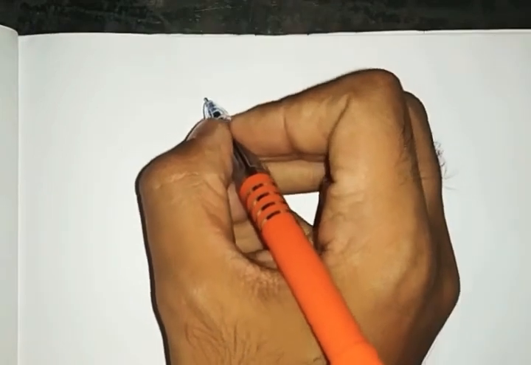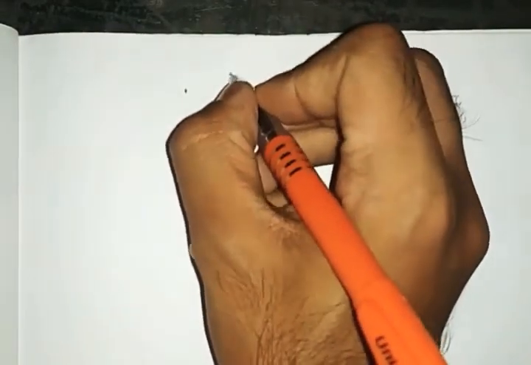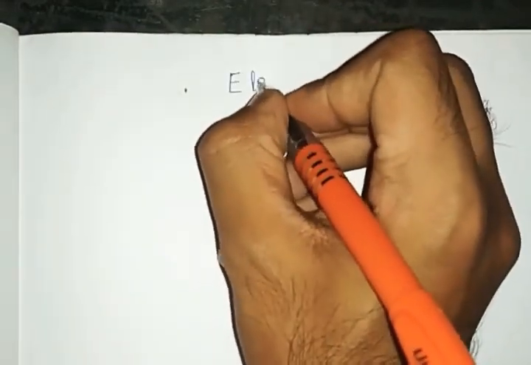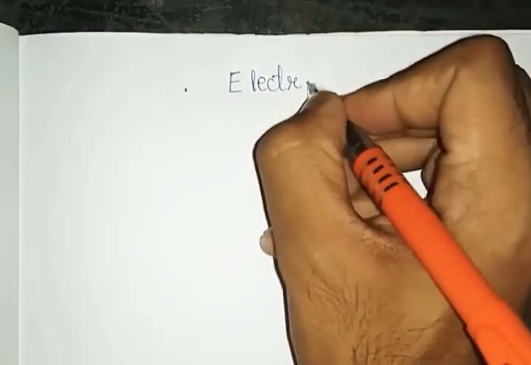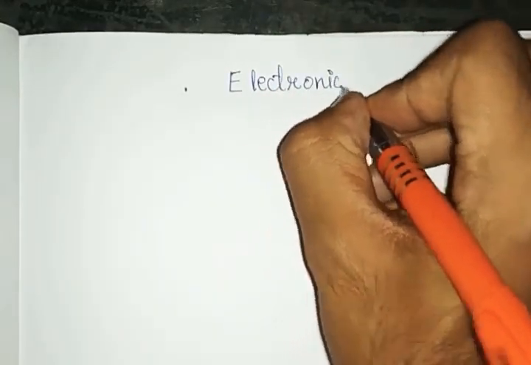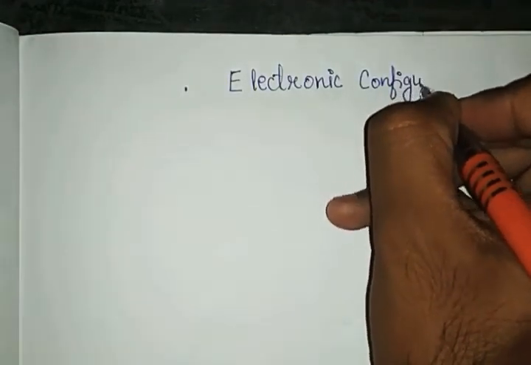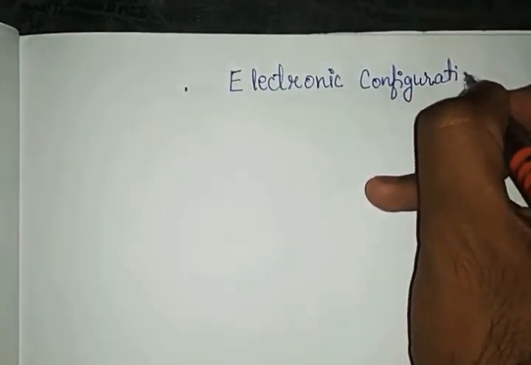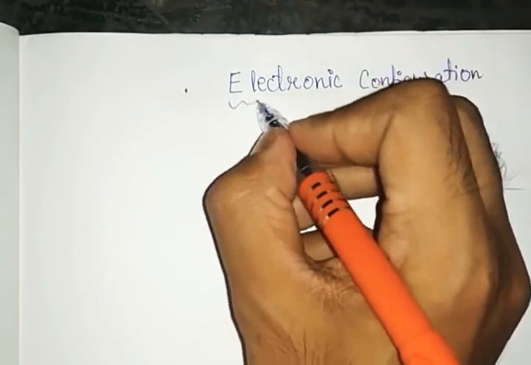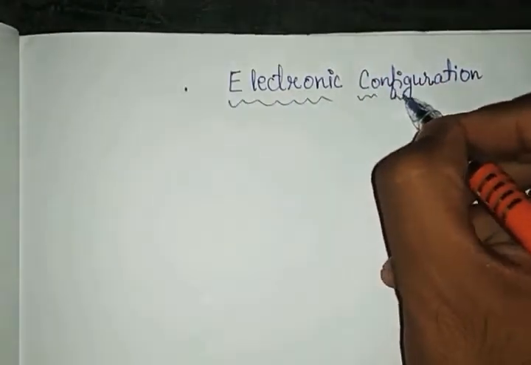So now we are towards the end of this chapter. This is the last topic, that is electronic configuration. Now you will be thinking that we already know how to write the electronic configuration, so what is new in this case? What is new that we are going to learn here about electronic configuration?